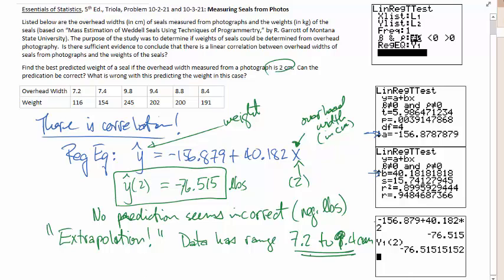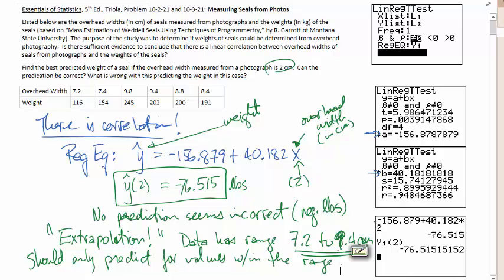And so you should only predict for values within the range. Any other values outside of this range would not give you an accurate prediction, and this is clearly incorrect.